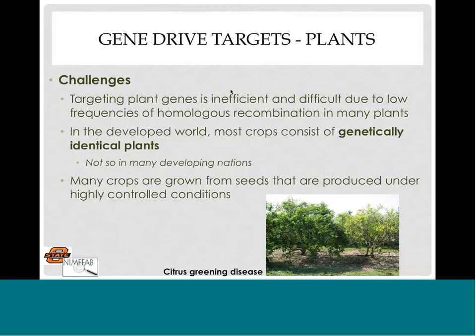And in the developed world, at least, most of our crops are genetically identical. That may not be true in many developing nations. And then many crops are grown from seeds that are produced under highly controlled conditions.